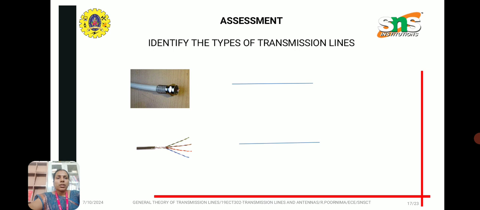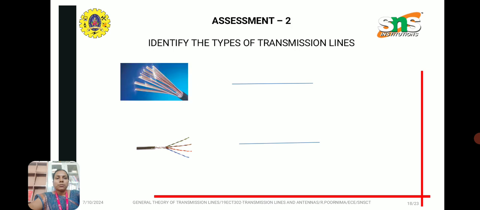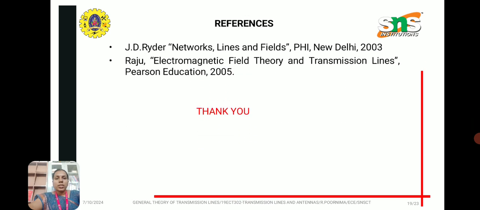Assessment. Identify the types of transmission lines. We have discussed many types of transmission lines like open wire lines, cables, optical fibers, waveguides and coaxial lines. In these pictures, which type of transmission line is shown? The first diagram is a coaxial cable, and the next one is a twisted pair cable. Thank you for listening to this lecture.